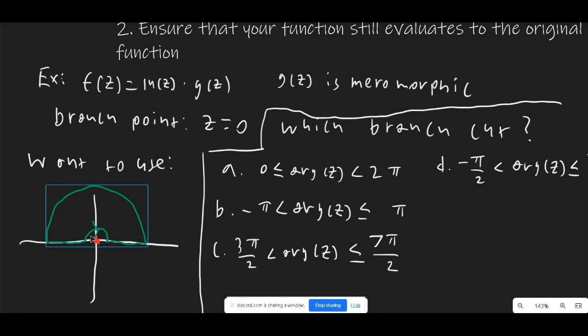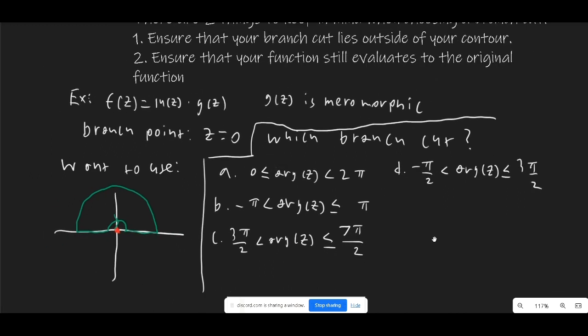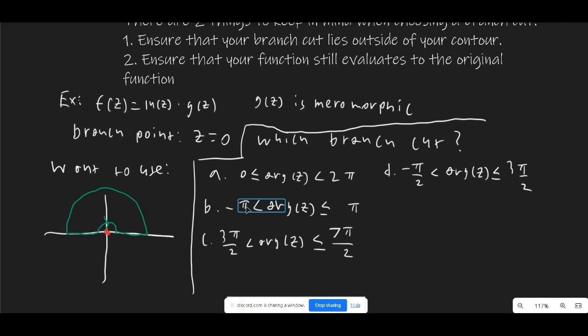Hopefully you were able to guess that it's going to go to 0, because small circle integrals with natural log almost always go to 0. Now, the trouble here is we have to pick a branch cut for natural log of z, and there are 4 options that I have detailed here. Let me zoom out a little bit. I want you to try and figure out which one we should use. Keep in mind these 2 rules right here, and remember that our original problem was evaluating an integral on the real axis of f of z.